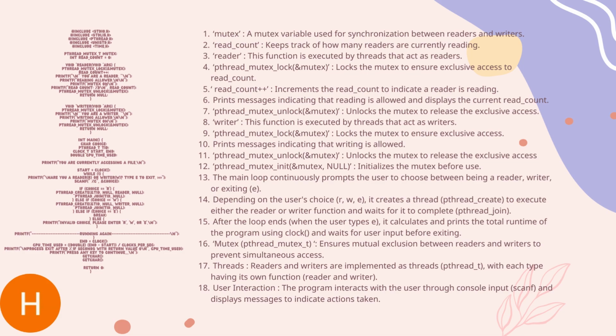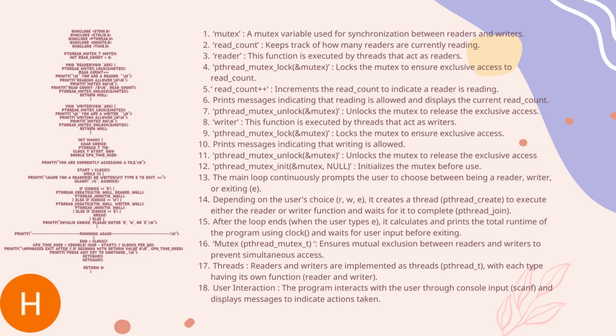The first one is the mutex. The mutex variable is used for synchronization between readers and writers. Read count keeps track of how many readers are currently reading. Reader: this function is executed by threads that act as readers. pthread_mutex_lock(&mutex) locks the mutex to ensure exclusive access to read count.